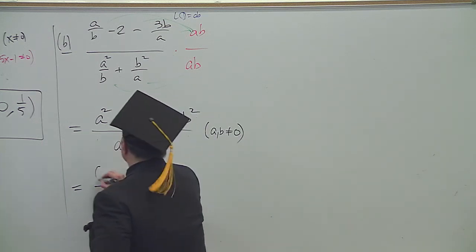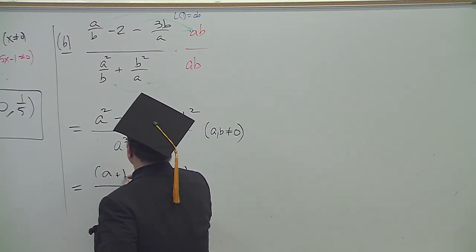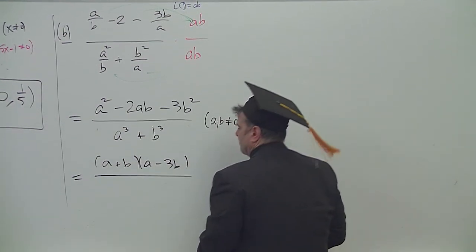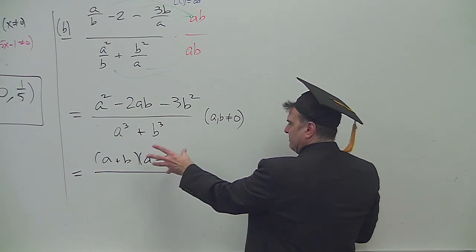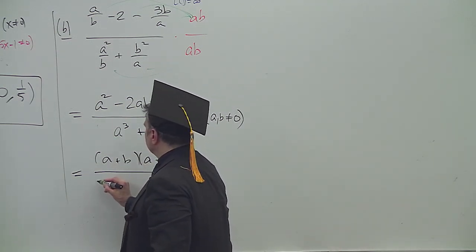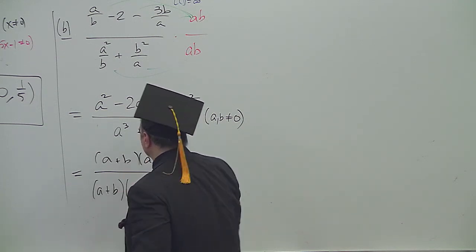This numerator factors. It is, let's see if I can do this mentally, a plus b times a minus 3b. Check that mentally by FOILing. That works. And notice the denominator is the sum of two cubes. We have a factoring pattern for that.